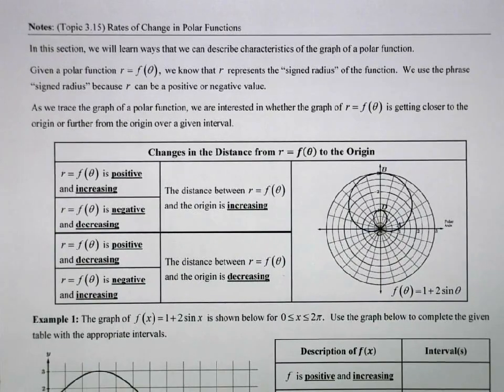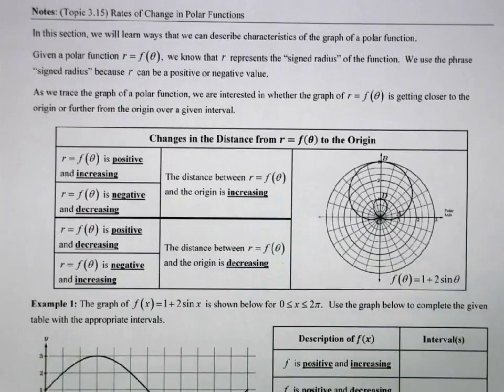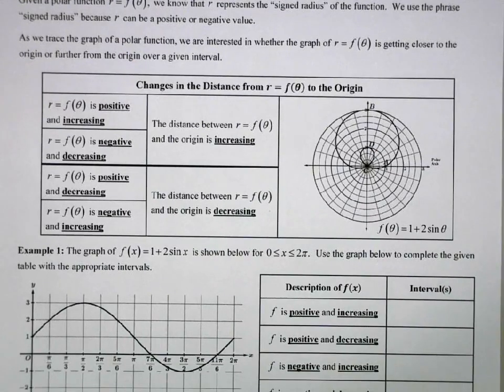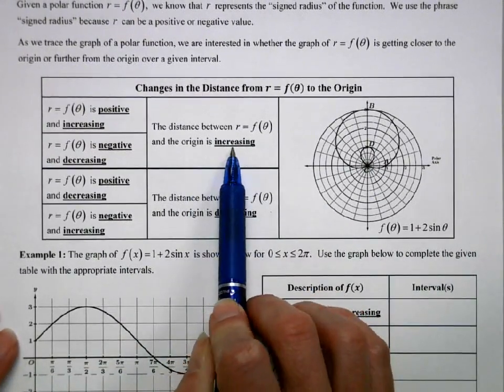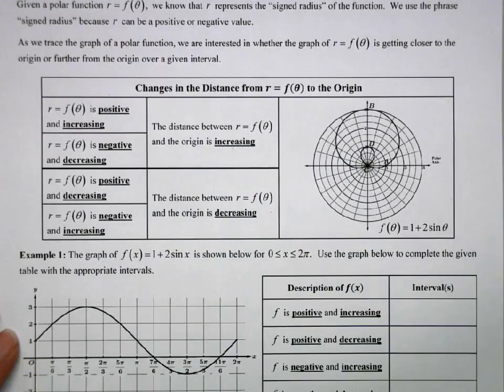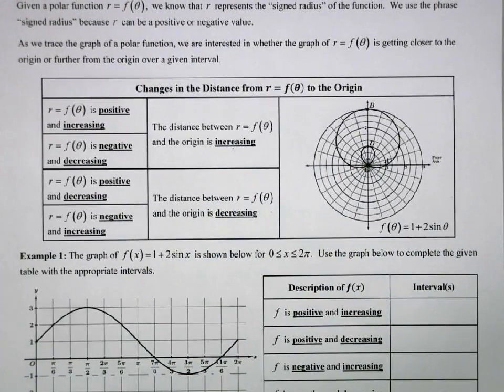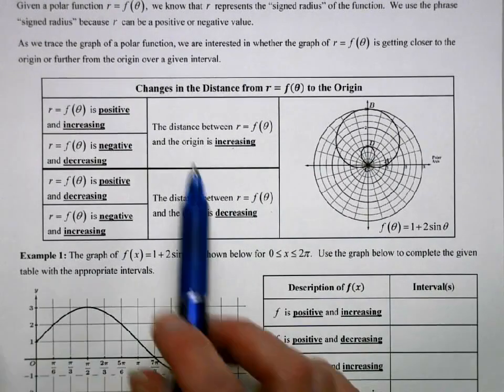In this video, I'm going to go over topic 315 about rates of change in polar functions. So one thing that we're going to look at is what increasing and decreasing look like on a polar graph. We know what increasing and decreasing look like on a regular normal graph, but what we're looking at here is the thing that is increasing or decreasing is the distance to the origin, which is our R value.